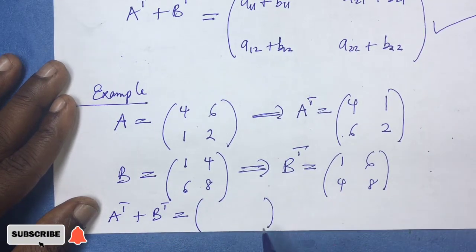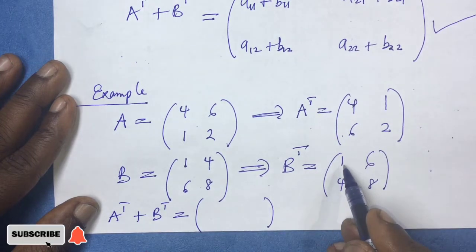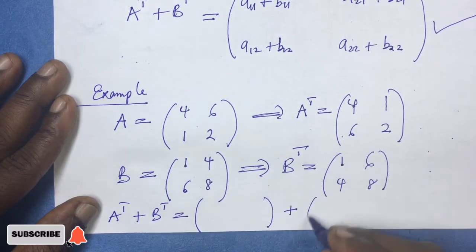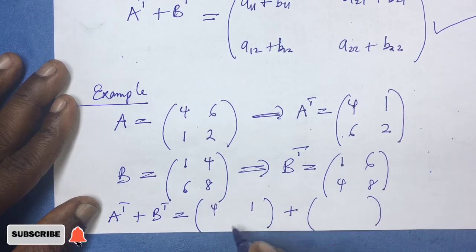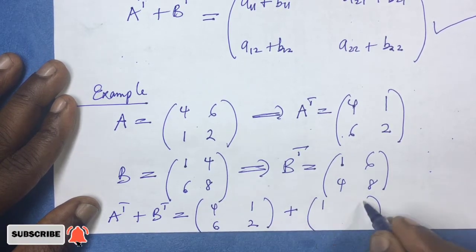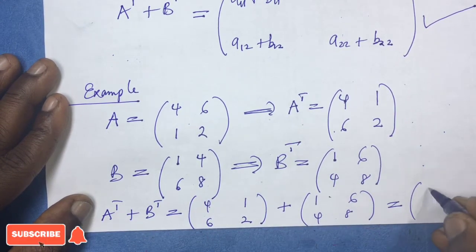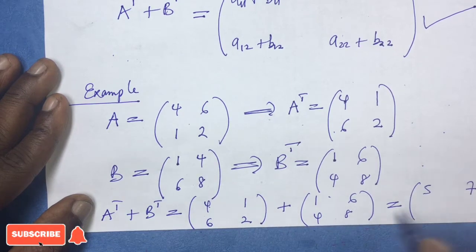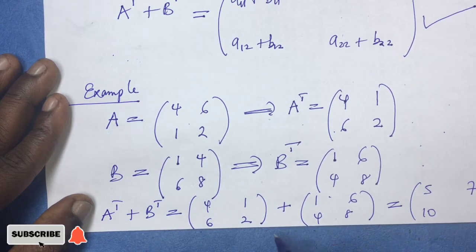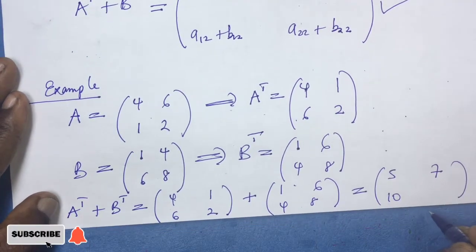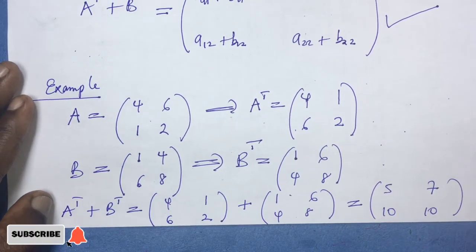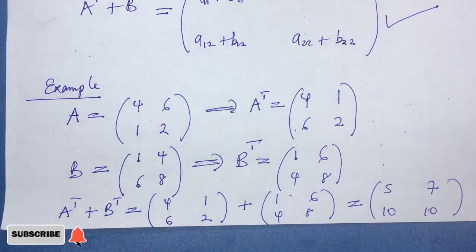A transpose plus B transpose will be, okay, let's write it this way: 4, 1, 6, 2 for A transpose, 1, 6, 4, 8 for B transpose. Summarily, the result will give you 4 plus 1, which is 5, 1 plus 6, which is 7, 6 plus 4, which is 10, and 2 plus 8, which is 10. So that will be A transpose plus B transpose. Let us see if that result will give us the same as A plus B in bracket all transpose.